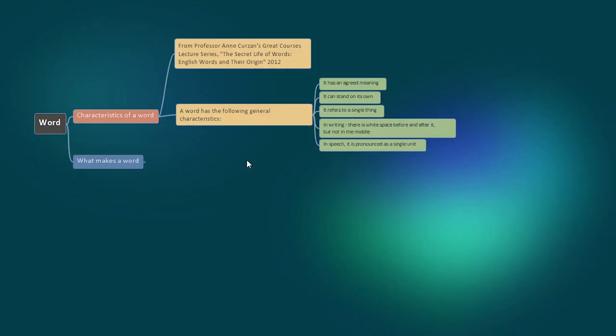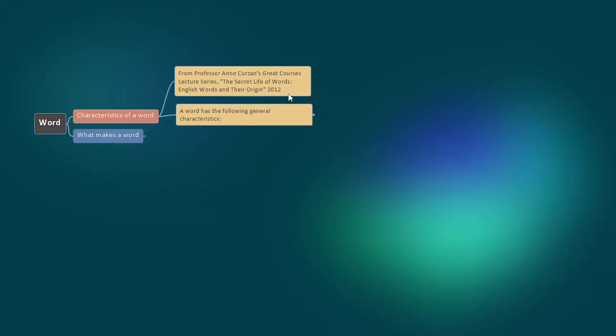So starting with the characteristics of a word, these concepts come from Professor Anne Curzon's Great Courses lecture series, which was filmed in 2012, and it is called The Secret Life of Words, English Words and Their Origin. It is also available on Audible as an audiobook.